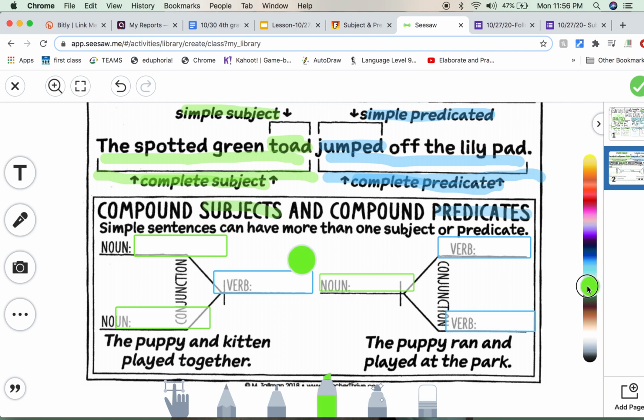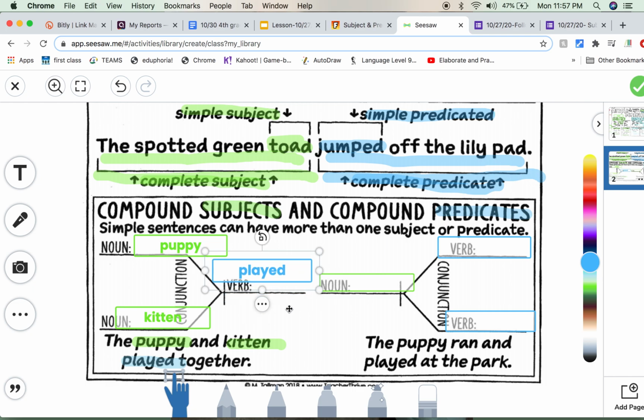So let's switch to green. We're going to highlight puppy and kitten because those are our two nouns. Then our verb, the predicate, is going to be played. So now we're going to click in the text box, and in the first noun text box, we're going to type in puppy. In the second text box, we're going to type in kitten. Then in the verb text box, we're going to write played because that is the verb, the action. I'm going to move this so you can see.